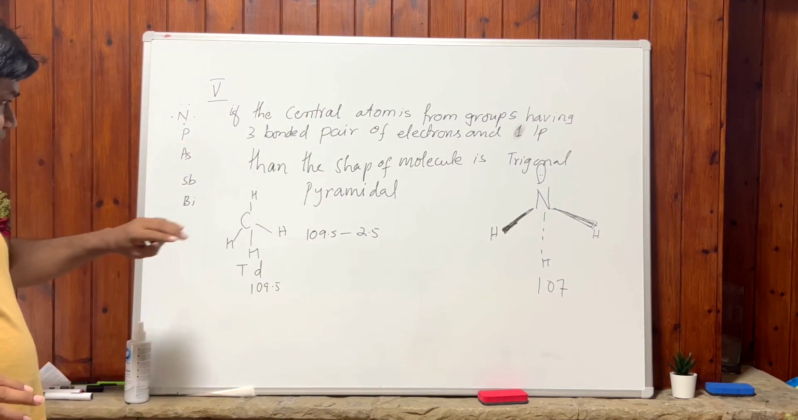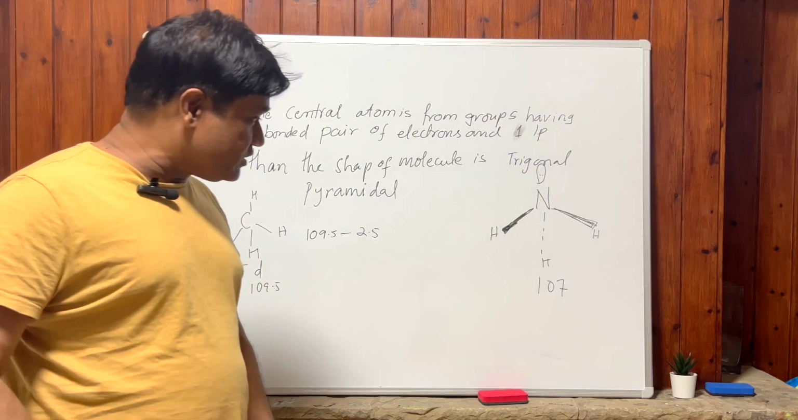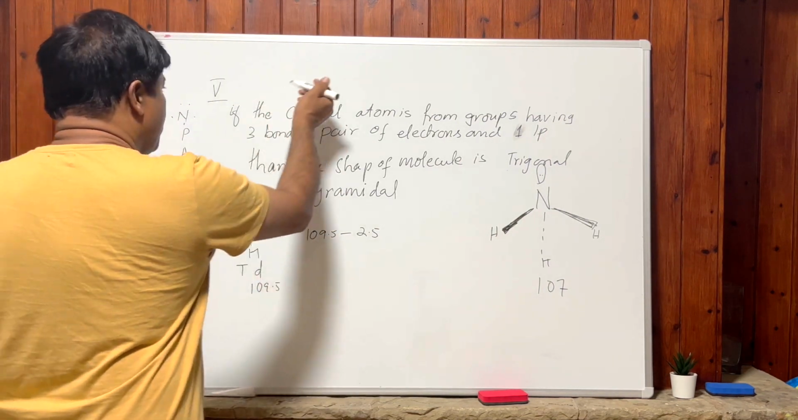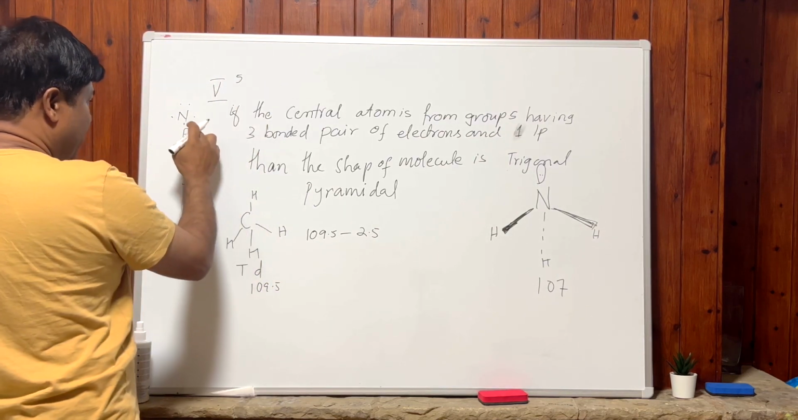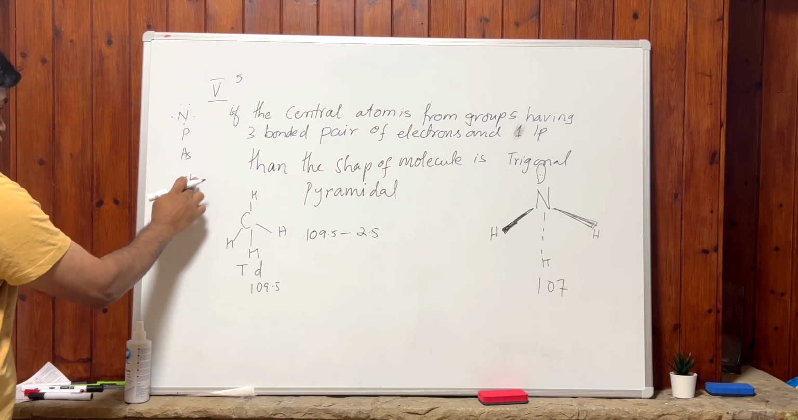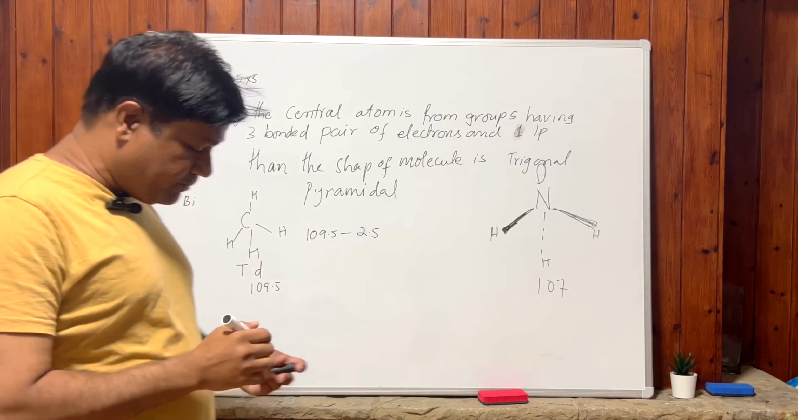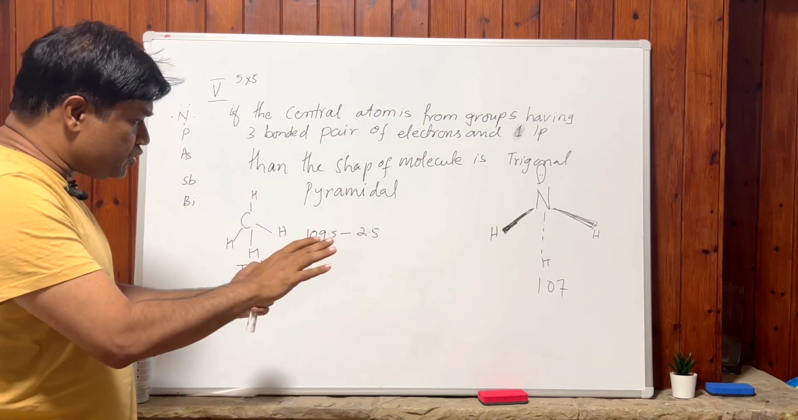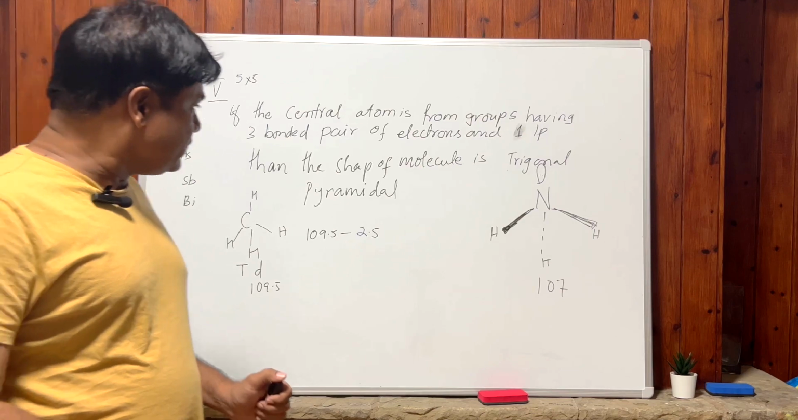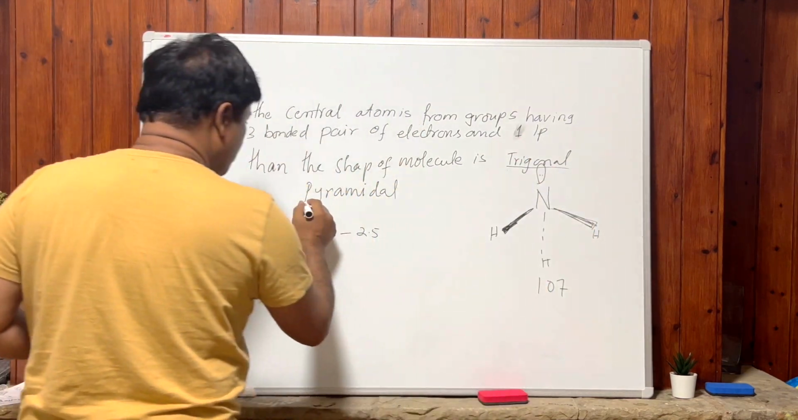I will give you one question after finishing all the examples. I can give you many examples. Look at that, Group 5, and how many elements? 1, 2, 3, 4, 5. Five times 5, I can easily give you 25 examples. All of them have a 107 bond angle, and the shape is trigonal pyramidal. Shape of the molecule is trigonal pyramidal.